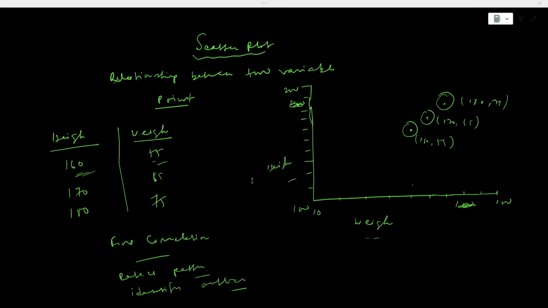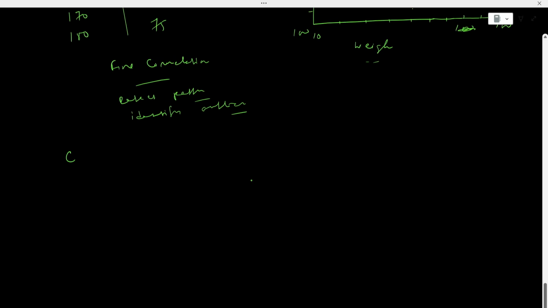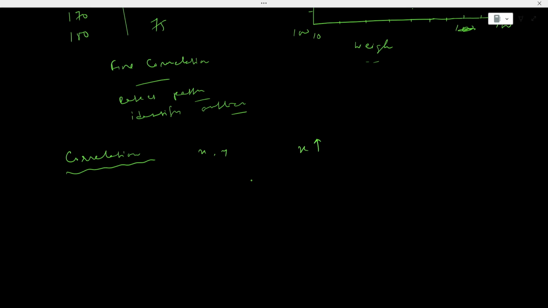Now one more thing that you need to understand is correlation. So what is correlation? Correlation is basically how two variables move in relation to each other. Suppose I have x and y. If my x increases and at the same time my y also increases, then it is called positive correlation.